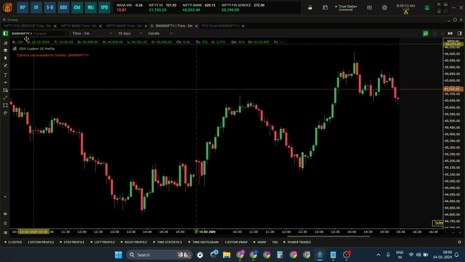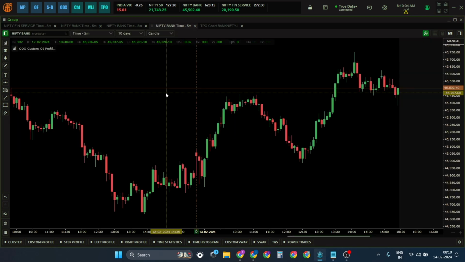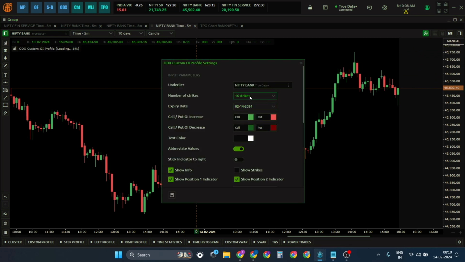So yes guys, in order to not make this issue much, I am switching to my spot chart. Okay, so now, as I said, I am looking at 16 strikes. Now what is this expiry date? This expiry will be auto selected as the current expiry. But if you want to switch to the next expiries, you have the option here.